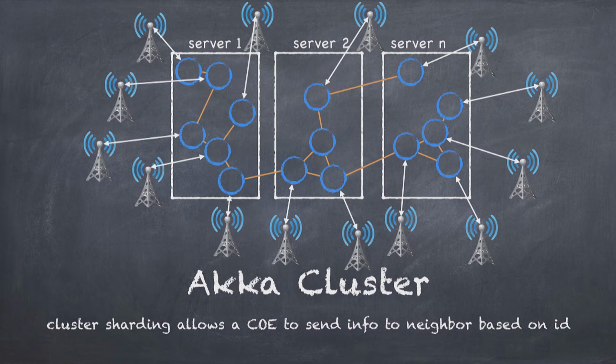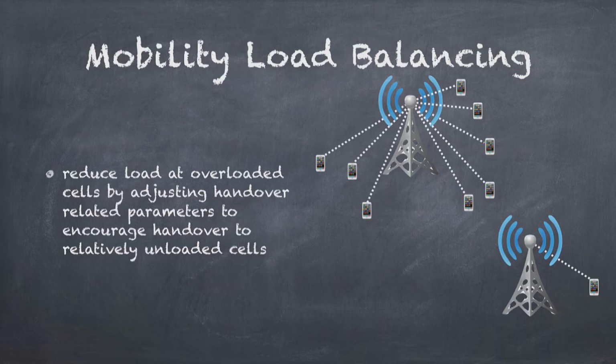A couple of examples now of algorithms that were implemented, sort of optimizing algorithms that were implemented on this platform. One is known as mobility load balancing, and effectively what that means is you have some cells that are extremely loaded and nearby cells, neighboring cells that are not loaded at all. And if it's possible, you can actually shed some users, some devices, from the overloaded cell to the unloaded cell.